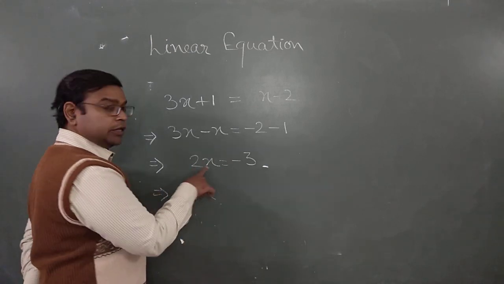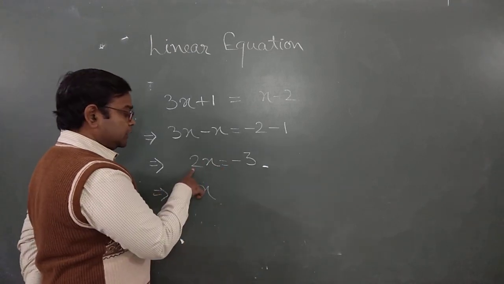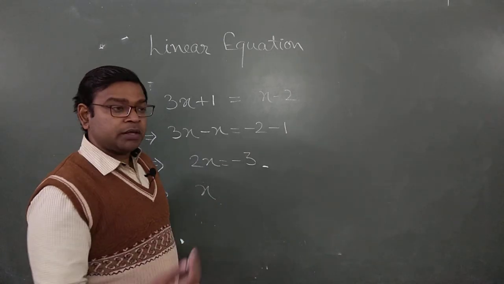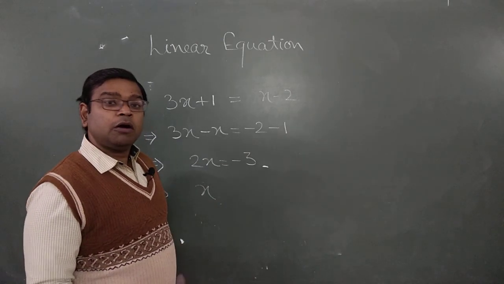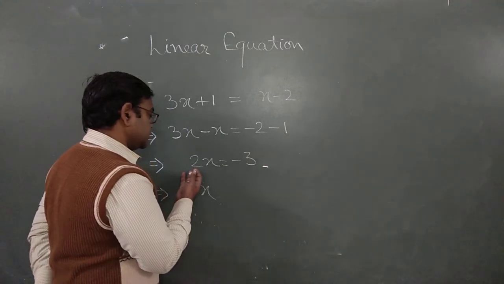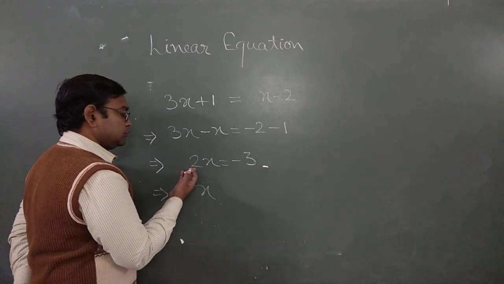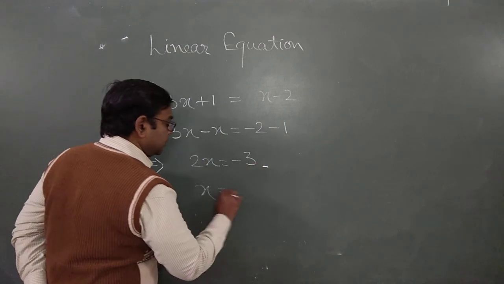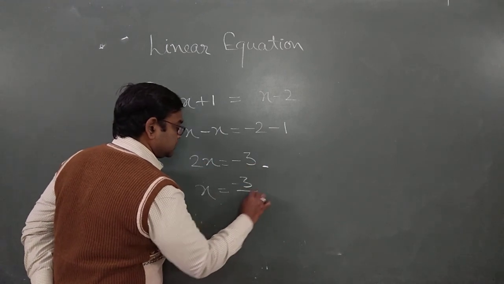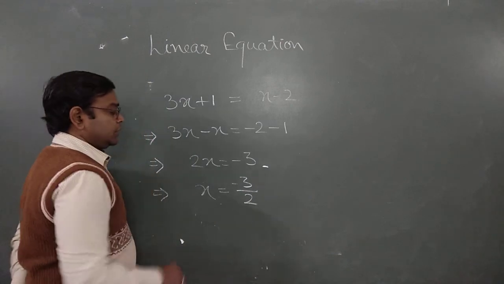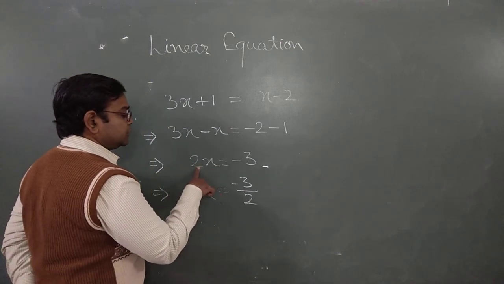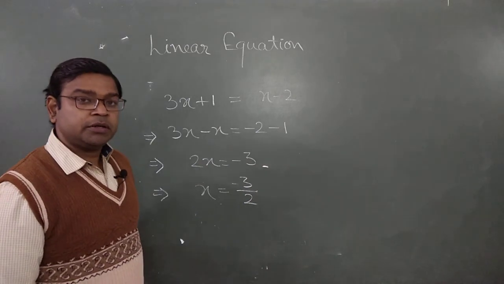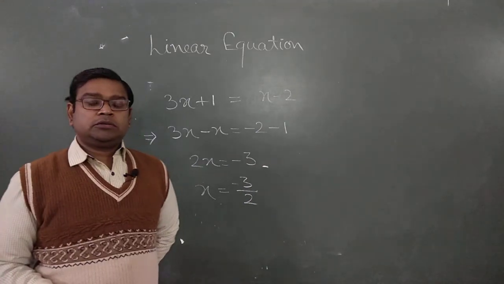Here we have 2 into x, and if this 2 goes to that side, it receives the opposite sign. In this case, 2 is multiplied with x. If we shift it to this side, it becomes 2 divided by x. Likewise, here 2 is multiplied by x, so if we shift it to that side, it goes to the divide portion. Clear? Change the operation, not the sign.